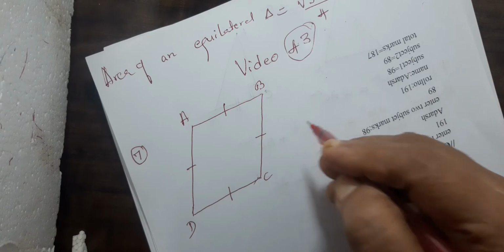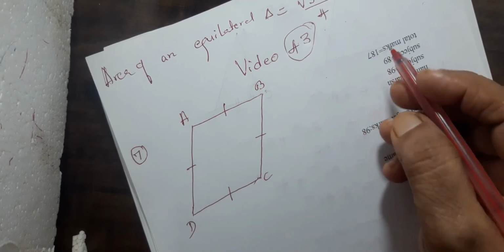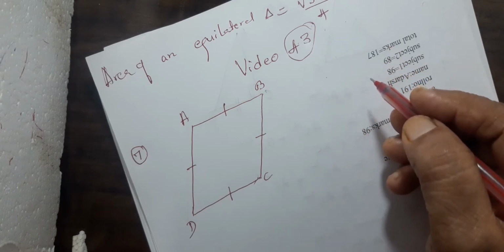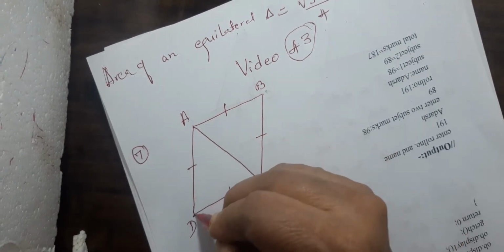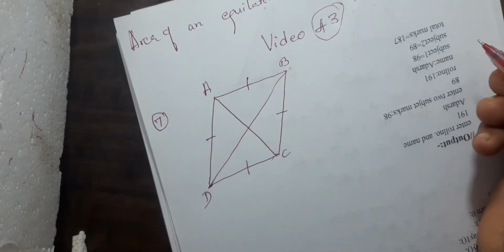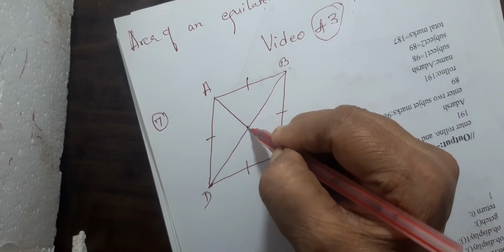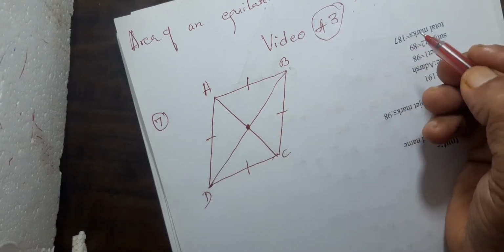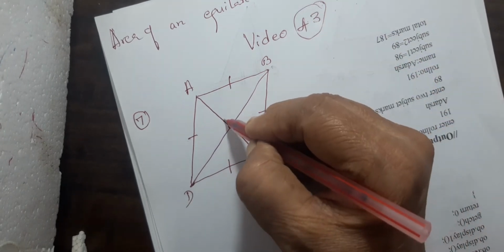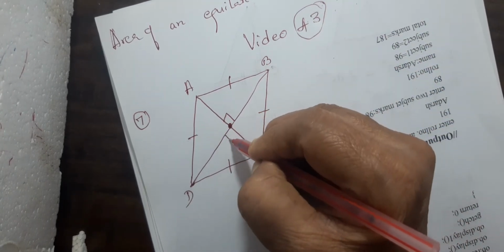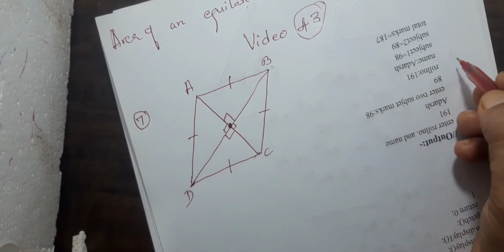What I am showing now: prove that the sum of the squares of the sides of a rhombus is equal to the sum of the squares of its diagonals. So you have to join the diagonals there, and you should know the main property of this rhombus. The diagonals bisect each other at right angles. In case of a rhombus, the diagonals bisect each other at right angles. You have learned this in 9th standard, or 8th.